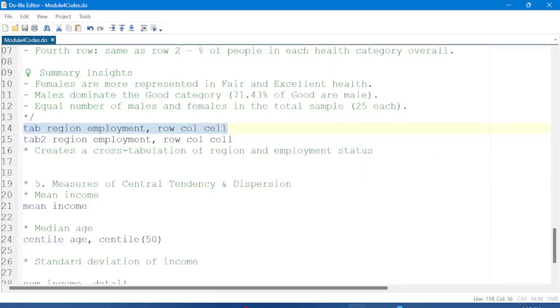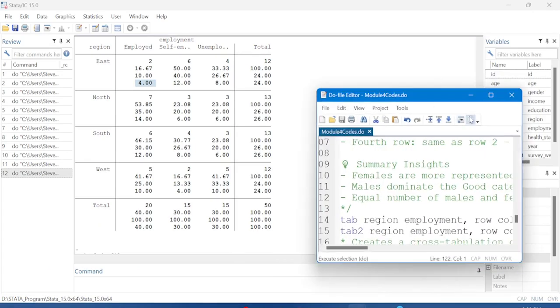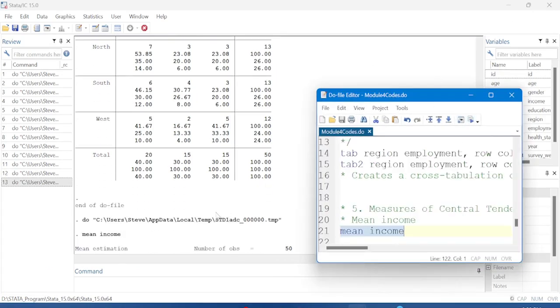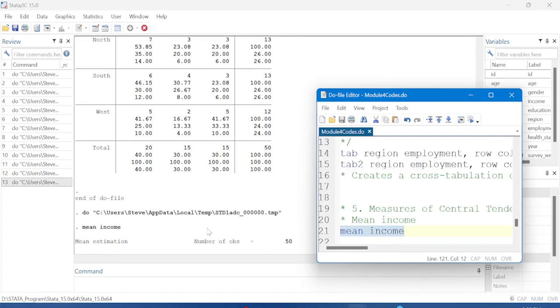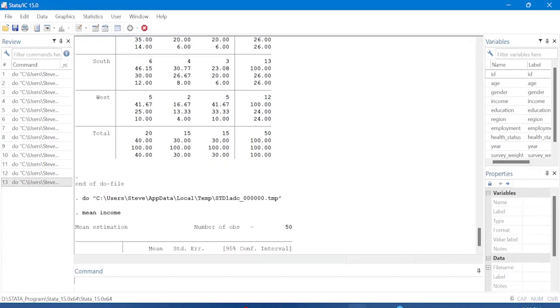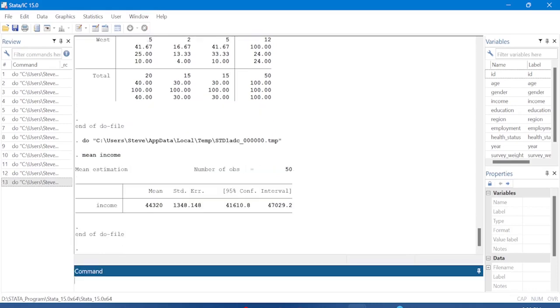And now the same can also be applied to this, and now we can proceed. We can also now move directly to measures of central tendency, and in this case we need to get the mean income. So income is the column of interest, and upon executing this, the result is loading. This is the result we're getting.